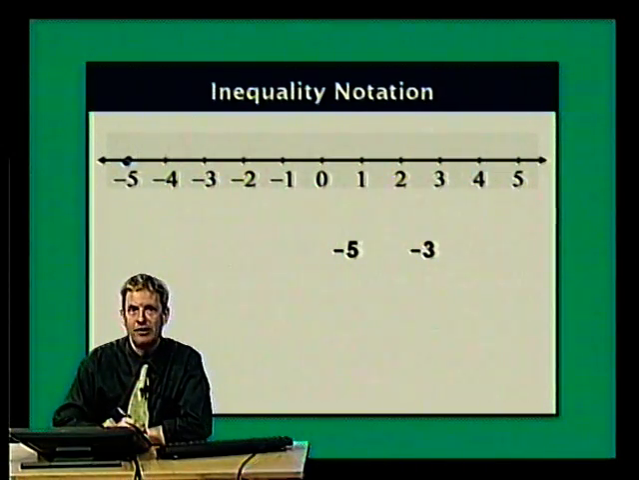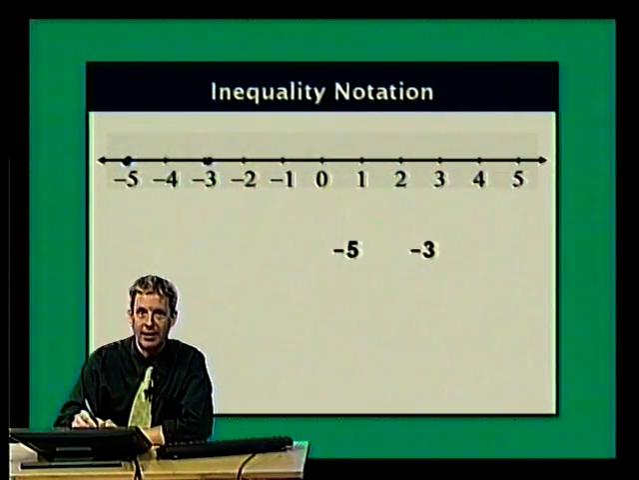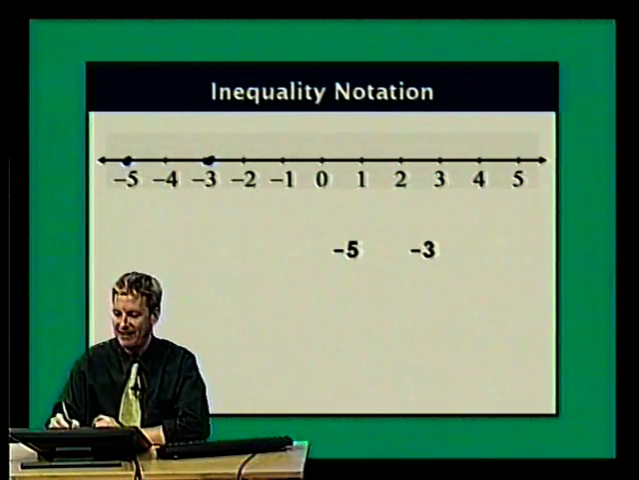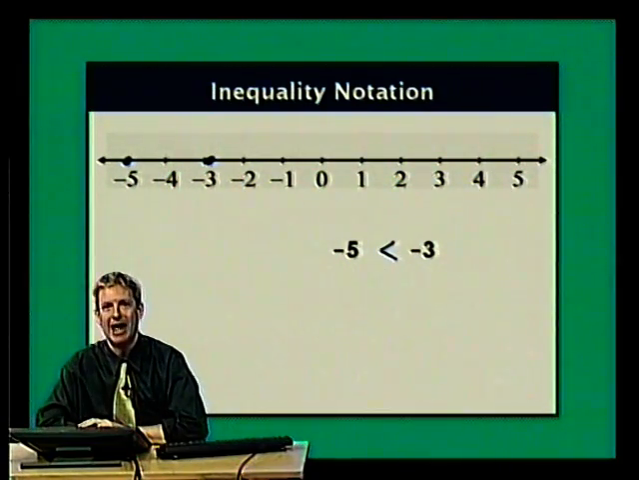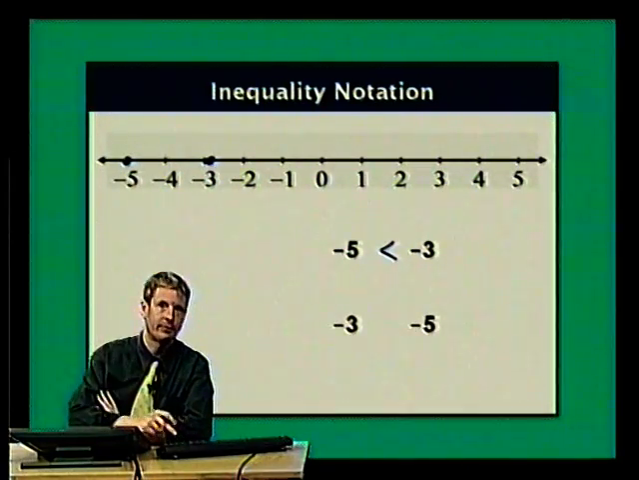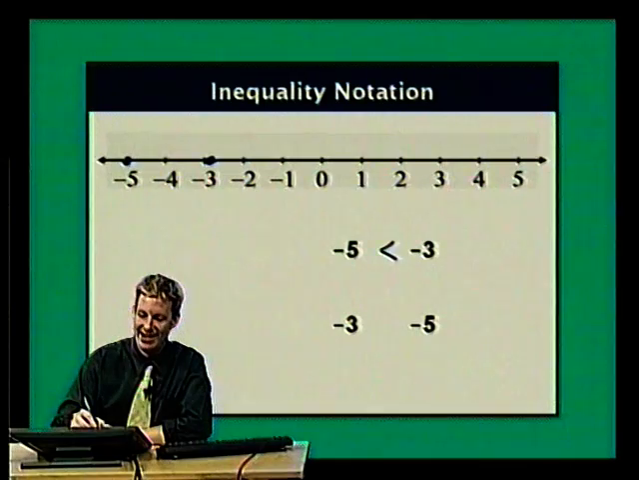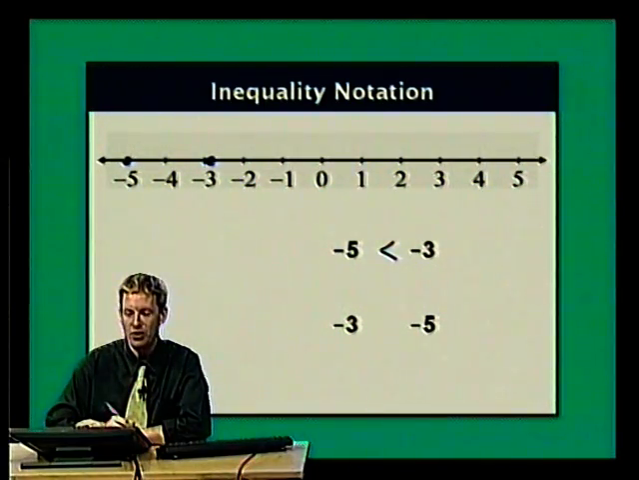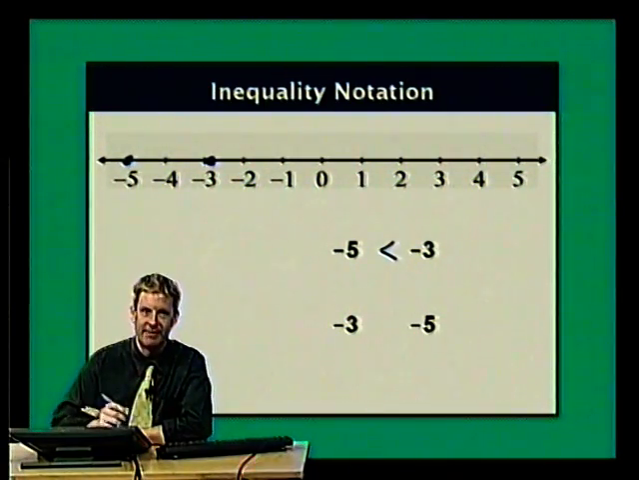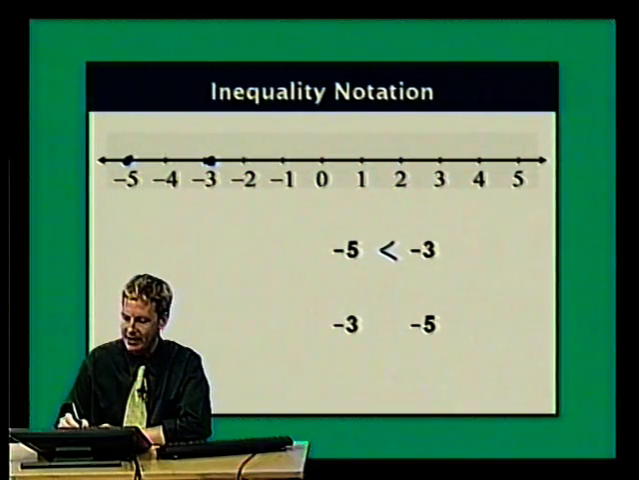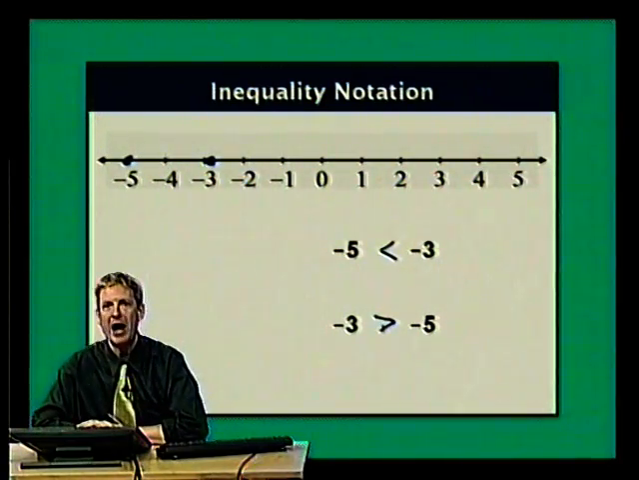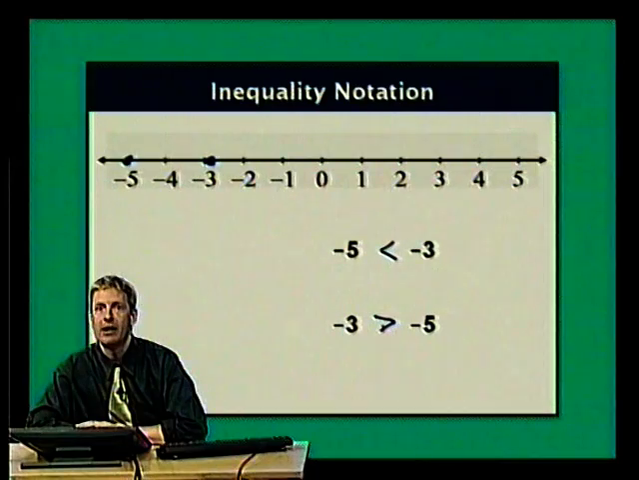-5 lies to the left of -3. So by definition, we say -5 is less than -3. What if we compare -3 to -5? -3 lies to the right of -5. So we say that -3 is greater than -5.